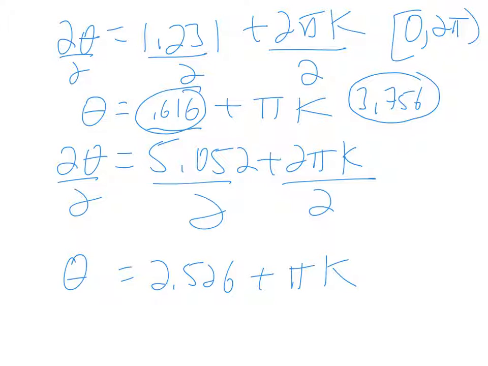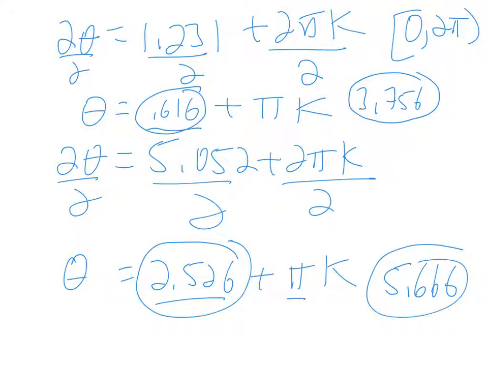And then to this one, if I add 3.14 to that answer, I think that's less than 6.28, which is 2 pi, right? That's going to be 5.666 the way I rounded. And again, if I try to go one more time around, it's going to be bigger than 6.28. So those look like those are the 4 solutions.